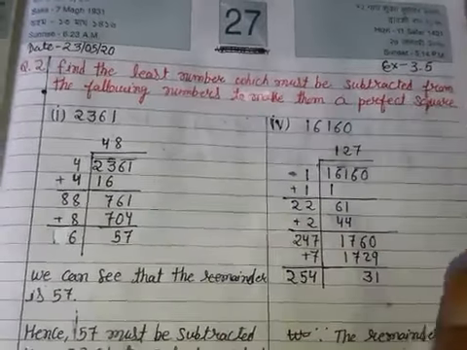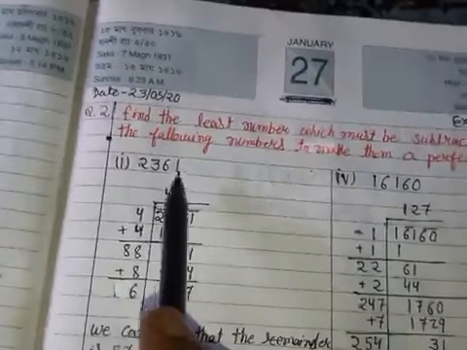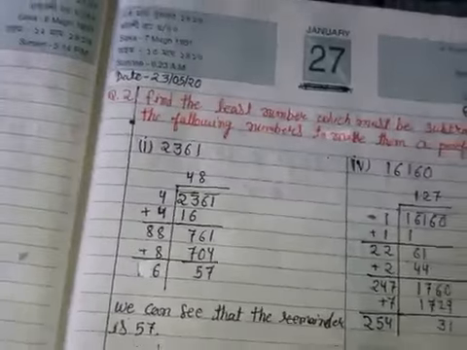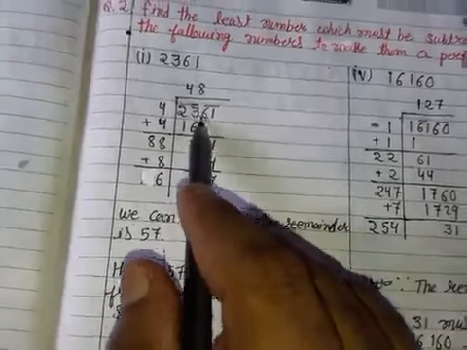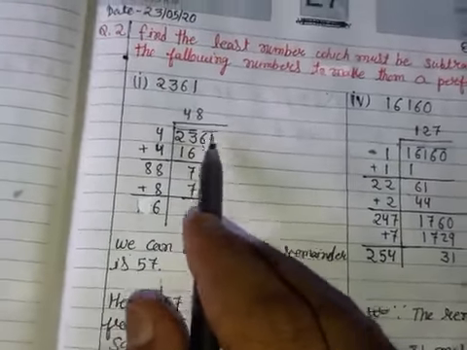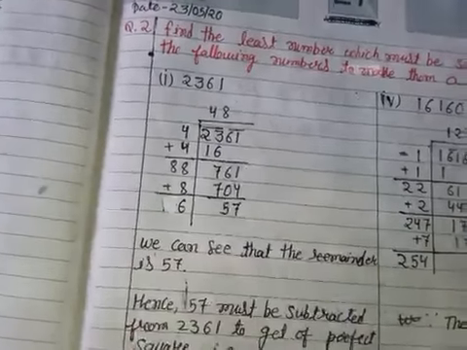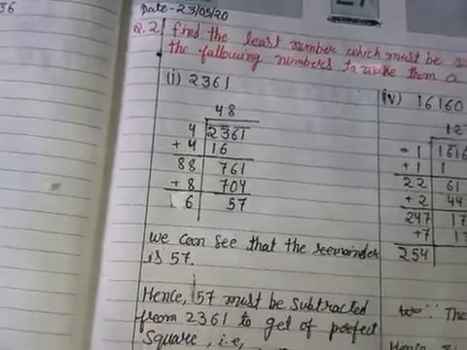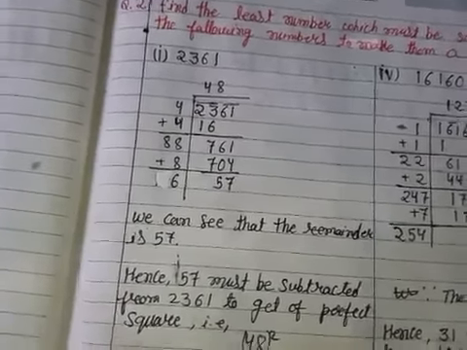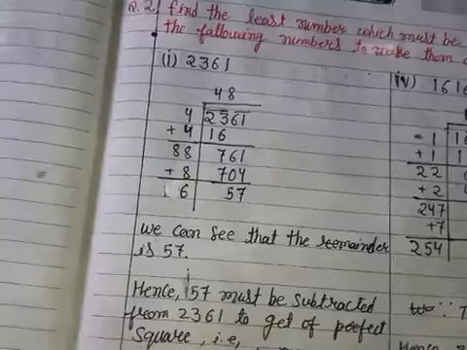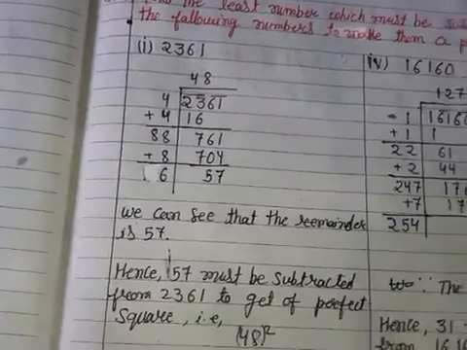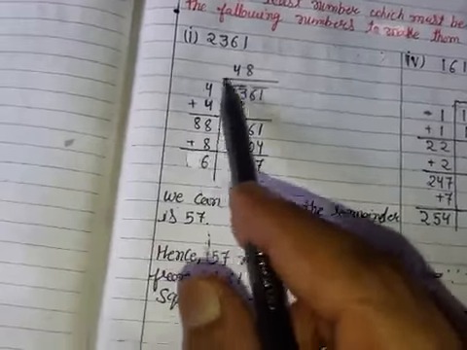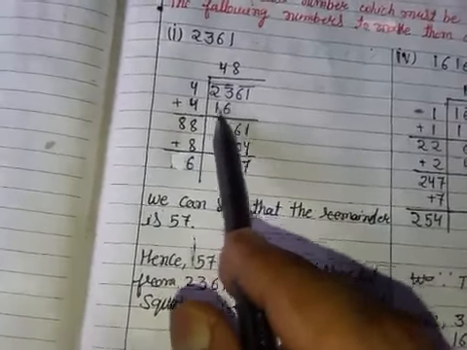a perfect square. So here first is 2361. Firstly we pair it from right-hand side to left-hand side. The first pair is 23. If we take 5, the square of 5 is 25, which is greater than 23. So here we take 4. 4 4s are 16. We write here 16.